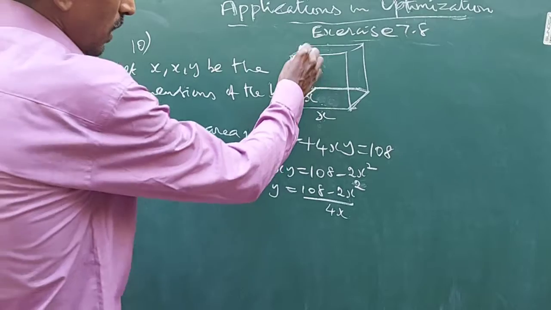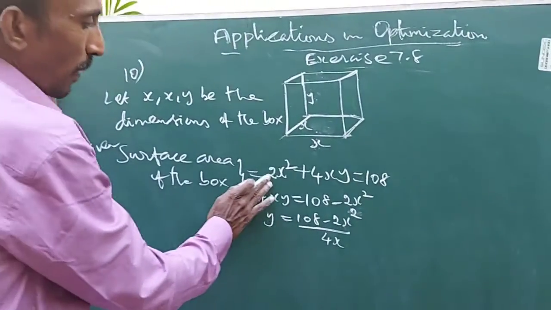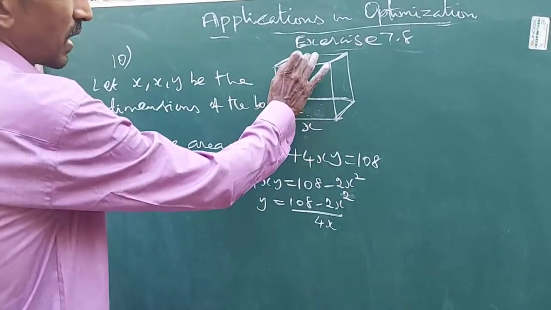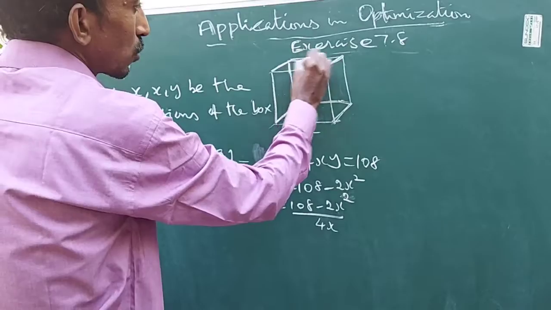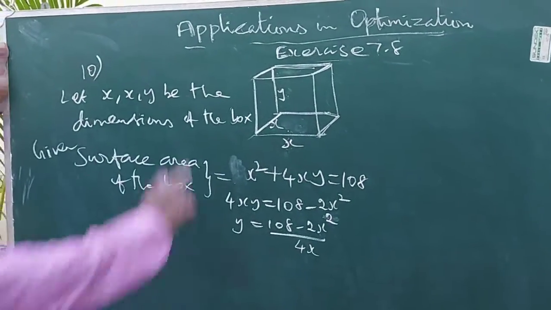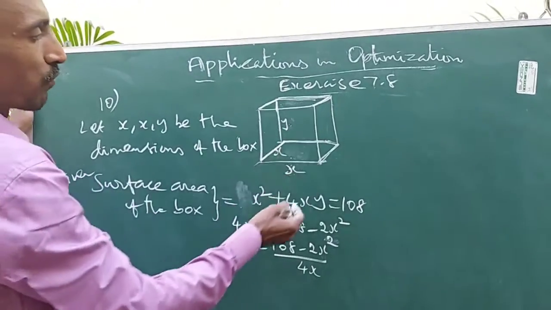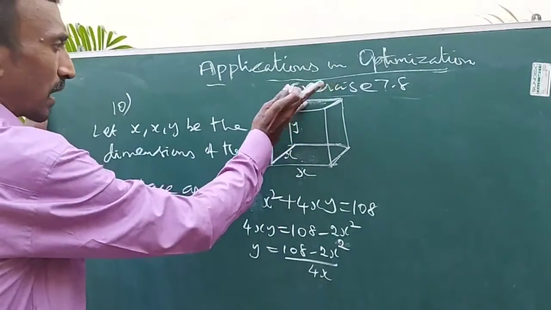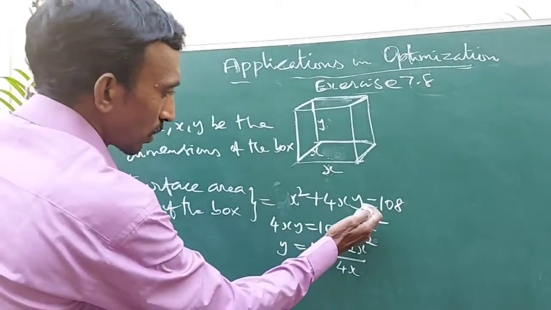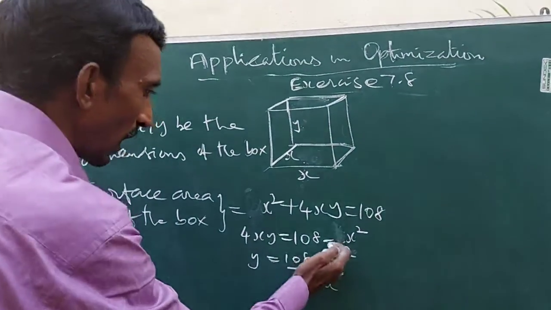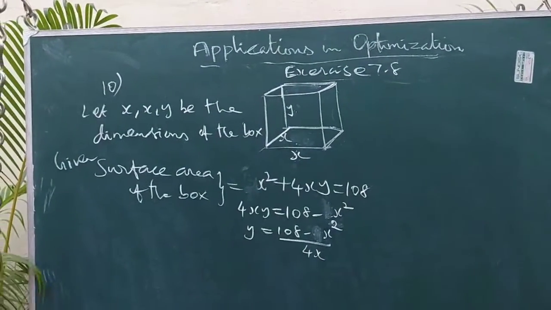Sorry, my dear student, just read the problem. It is given as an open box. Open box means we need not consider the top because it is excluded. Open box means the box is open, no top side. Only 5 faces. Bottom is a square, remaining 4 rectangles. We have to exclude the top because it is open. So here not 2x square, only x square. So y equal to 108 minus x square by 4x.